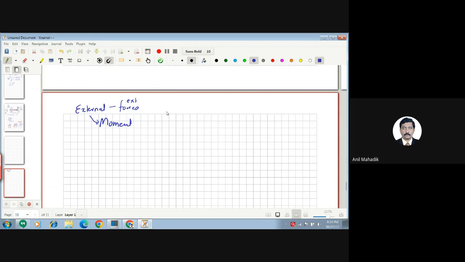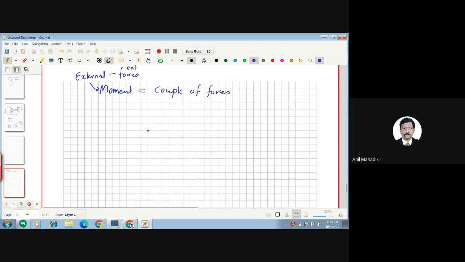Please keep in mind. Now that means I can say that moment is nothing but a couple of forces. Generally, we can call it a couple of force. Couple means, let's say this is a center point, and I am having one rod here, and there is a force here which is at 90 degrees, as I told you already, perpendicular to this line. And let's say this is your distance D. Then this is nothing but F into D, which is nothing but M, which is a couple. So this couple is causing the moment.